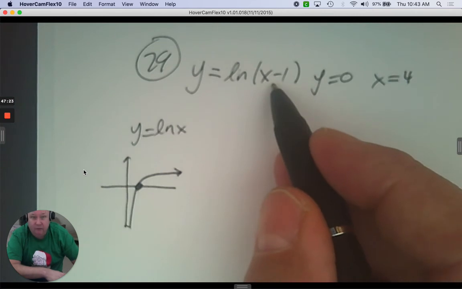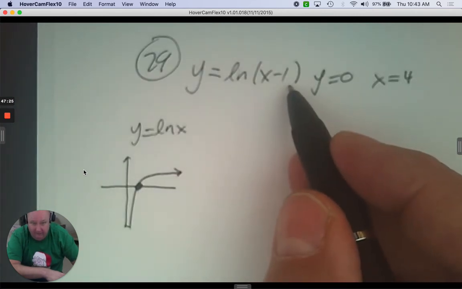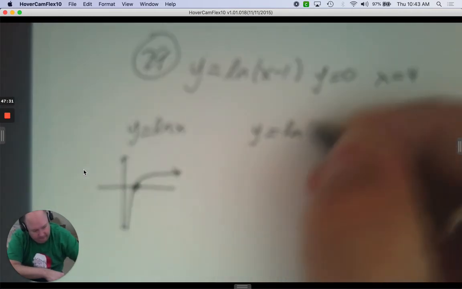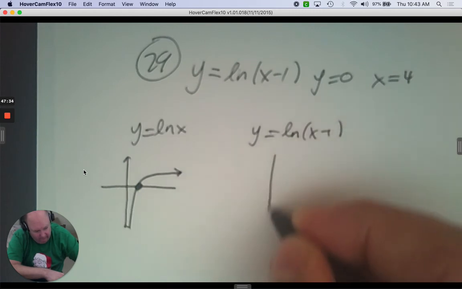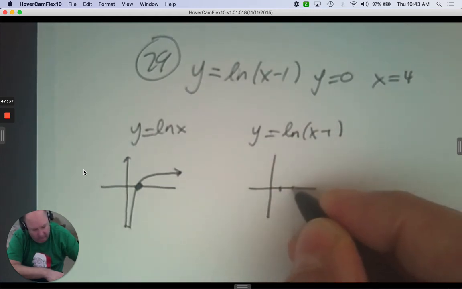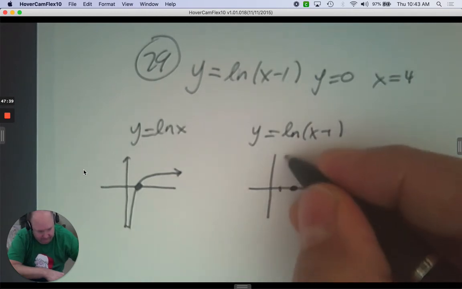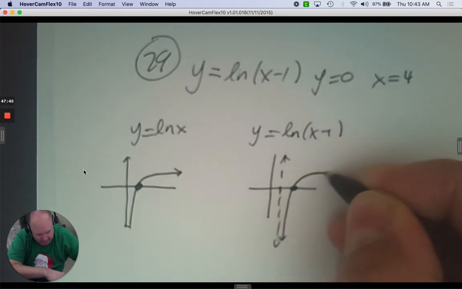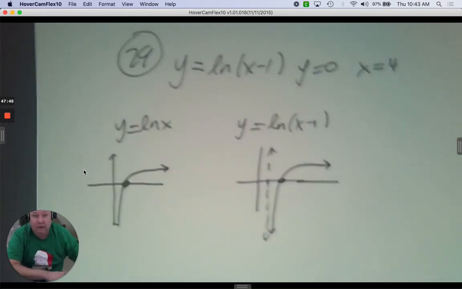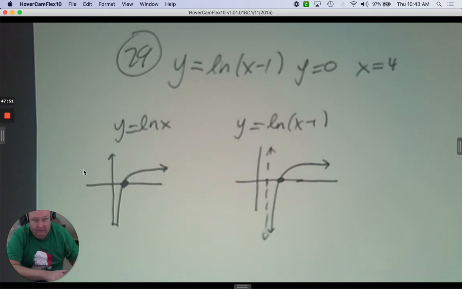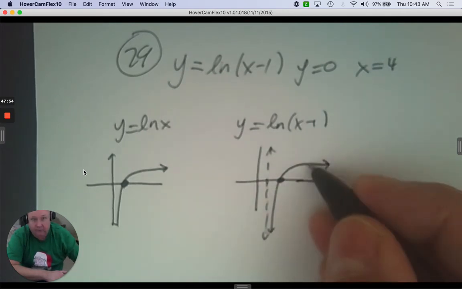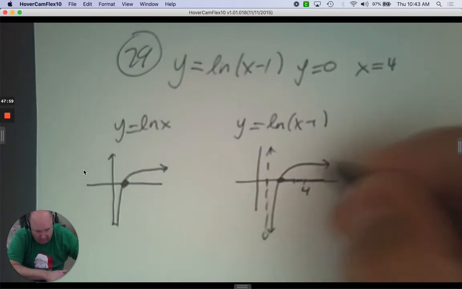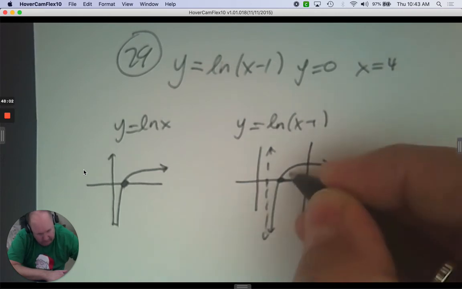Now, if this has been shifted 1 to the right, then that same picture, instead of at 1, would now be at 2. And actually at 1 would be an asymptote. And there's the picture. We're integrating with y equals 0 and x equals 4. So that's 2, 3, 4. So this is the area right here.